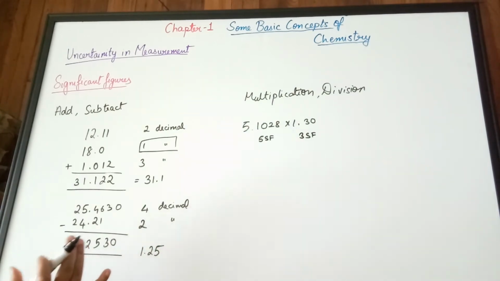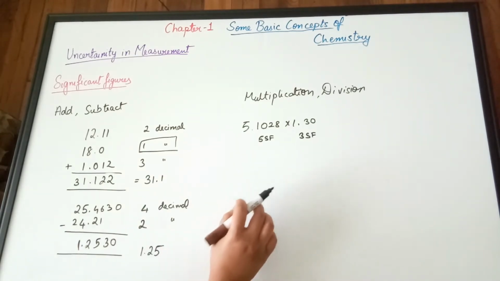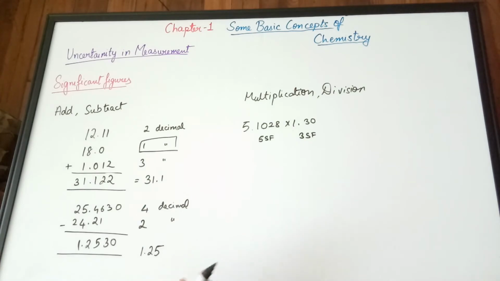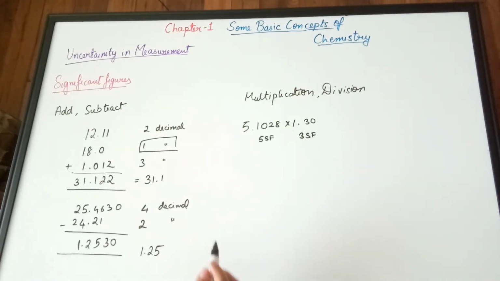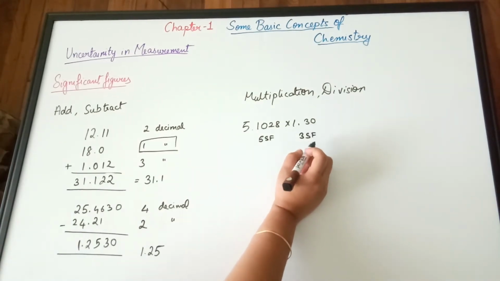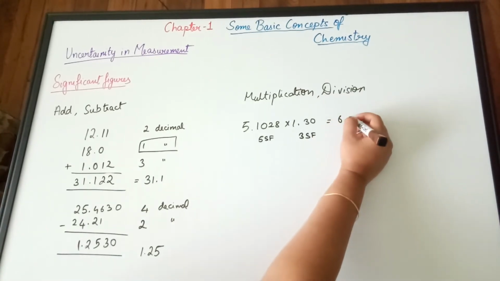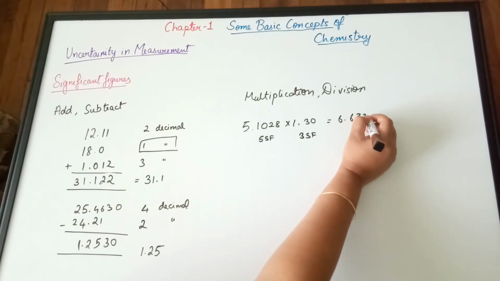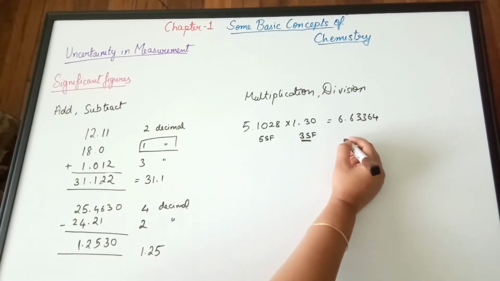Here, with addition and subtraction, we talked about decimal places. We did not speak about significant figures at all. Here we are specifically mentioning that the solution should have the same number of significant figures as the term which has the least number of significant figures. So 1.30 has only 3 significant figures. When you multiply these two values, you get 6.63364. But because you only have to have 3 significant figures in the solution, the answer is 6.63.